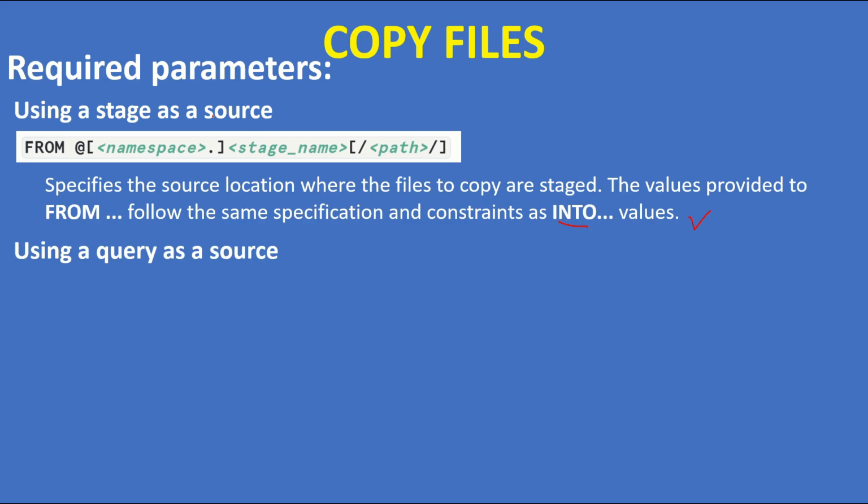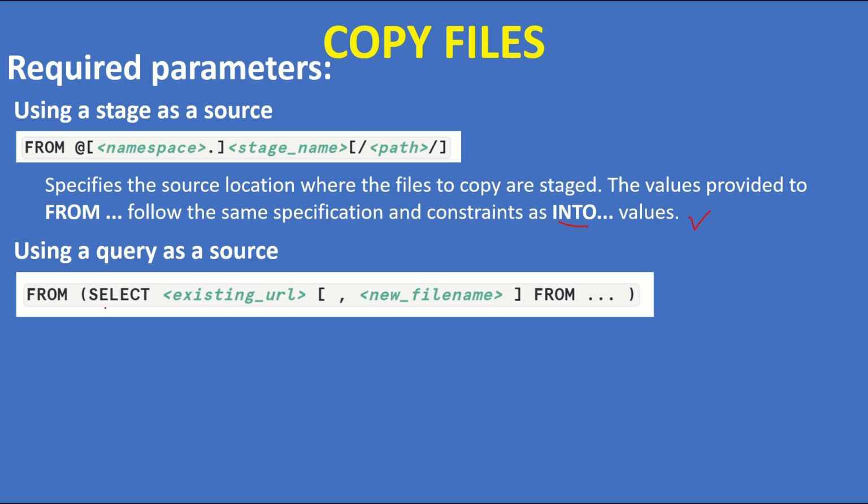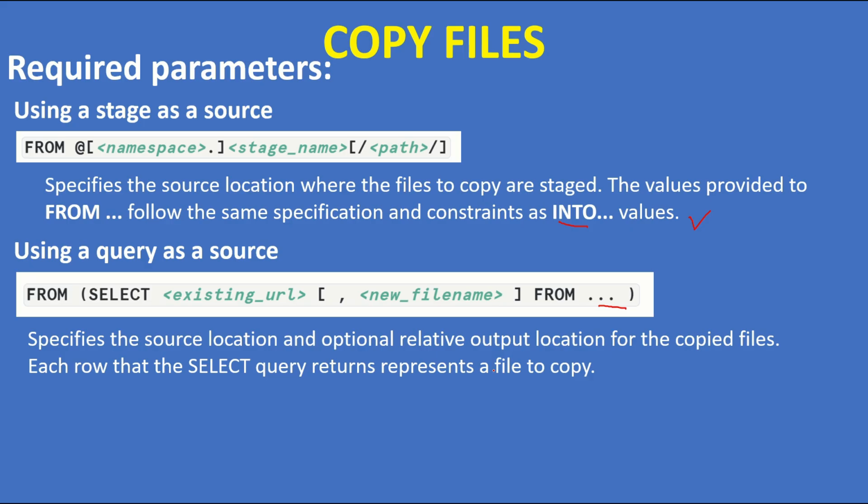Using a query as a source: after FROM, select existing URL, new URL from, and if you require a WHERE clause, you can apply all the filters. It specifies the source location and an optional relative output location for copied files. Each row that the select query returns represents a file to copy. So whatever n number of rows you get, those are the files to copy. Existing URL is the scoped URL, stage name, or stage URL.